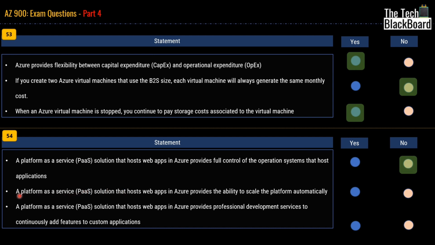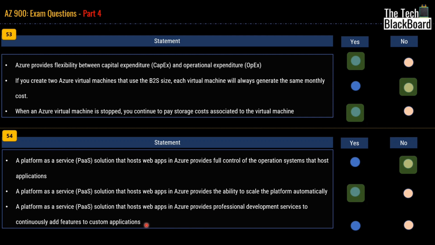The second statement says that a platform as a service solution that hosts web apps in Azure provides the ability to scale the platform automatically. The correct answer for this one is a yes, because the ability to scale the platform automatically in a PaaS solution is called auto scaling. So the answer for this one is a yes. Moving on with the third statement, we have: a PaaS solution that hosts web apps in Azure provides professional development services to continuously add features to a custom application.